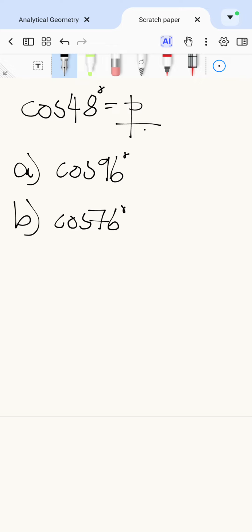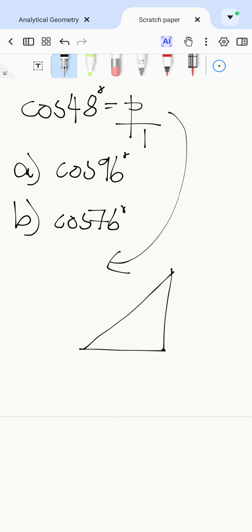We know this is over 1. So we're going to use this information, in fact, this whole ratio here, to draw a triangle for ourselves. Okay, so let's go and draw a triangle here. And in our triangle, we will have our 48 degrees. So let's put our 48 here. And we know from SOHCAHTOA that cos is adjacent over hypotenuse. So the P is going to be our adjacent, and the 1 is going to be our hypotenuse.